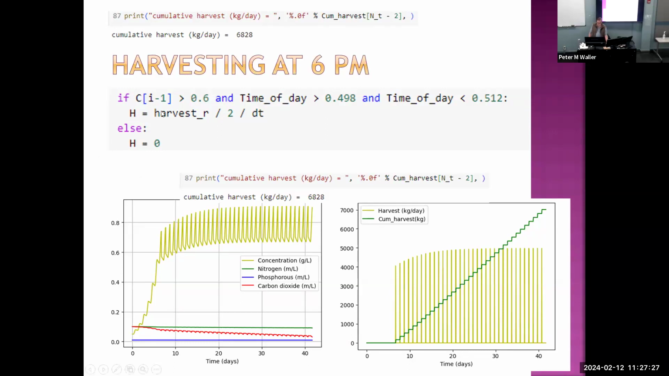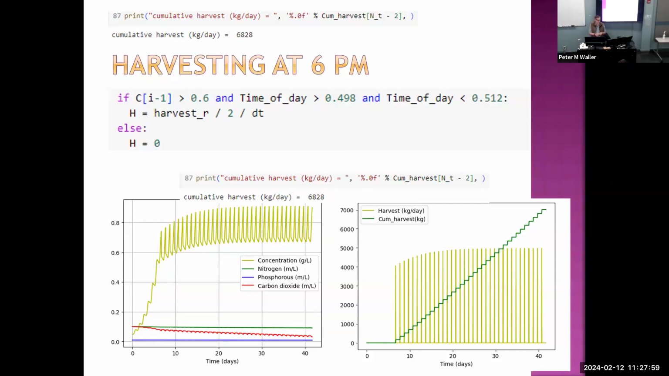And then notice my H is harvest R over 2 divided by DT. DT is 0.04167, which is like saying H equals harvest R over 2 times 24. So I'm harvesting 24 times the amount at that one time step. And then I printed out my cumulative harvest, I think it's 6828. I'm a little confused here.